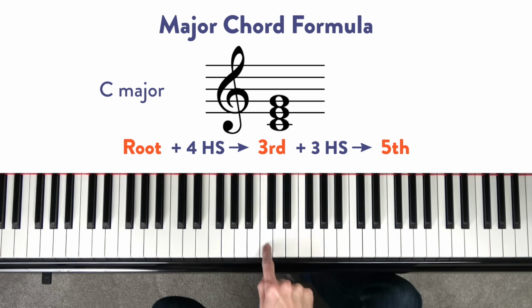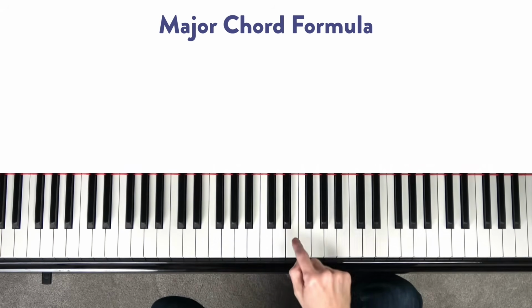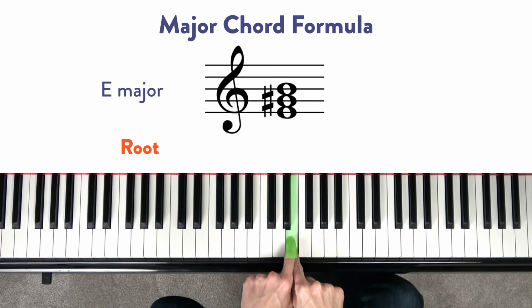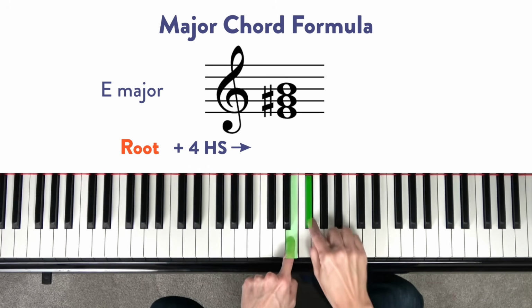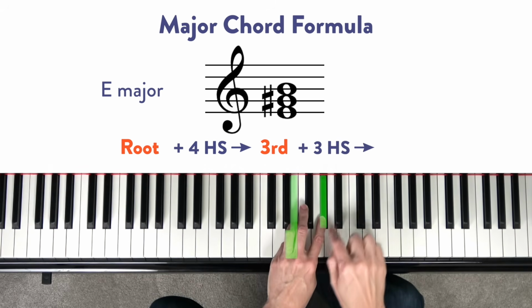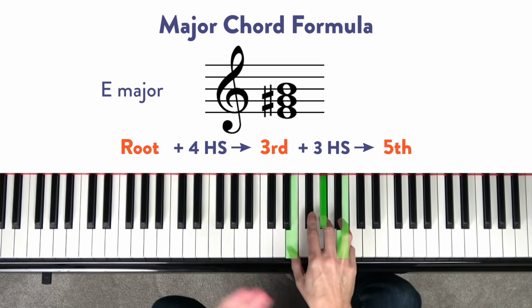No matter what note we choose as our root, that's the formula. For example, if we wanted an E major chord, we start on E, then count up 4 half steps, 1, 2, 3, 4, and then 3 more half steps, 1, 2, 3, root, third, fifth. That gives us an E major chord.